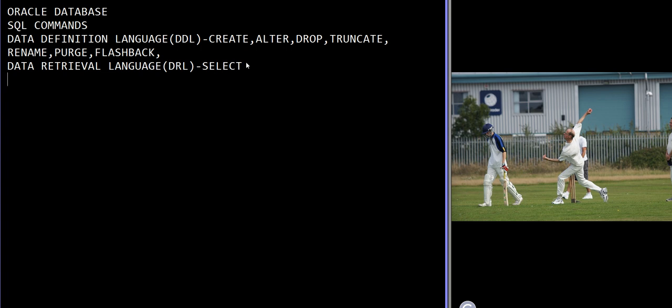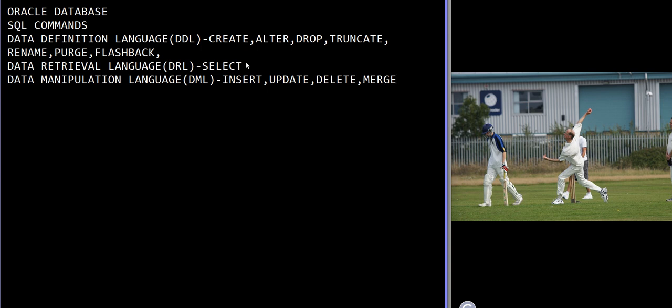And then we have data manipulation language commands, and in short form it is DML. In this DML we have insert, update, delete, merge, insert all. Insert all is a command.